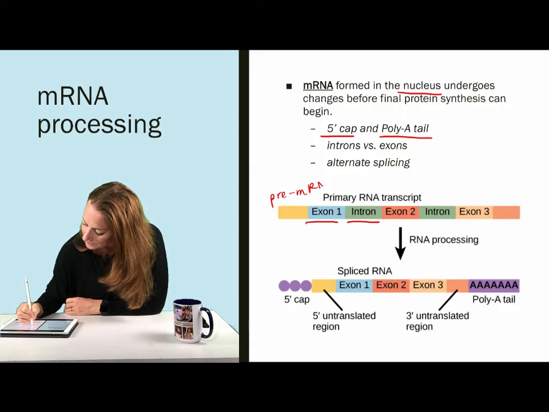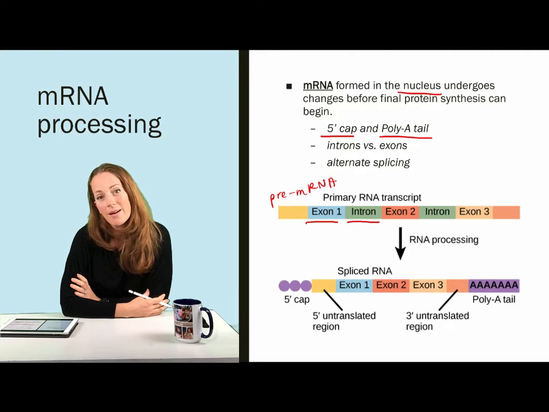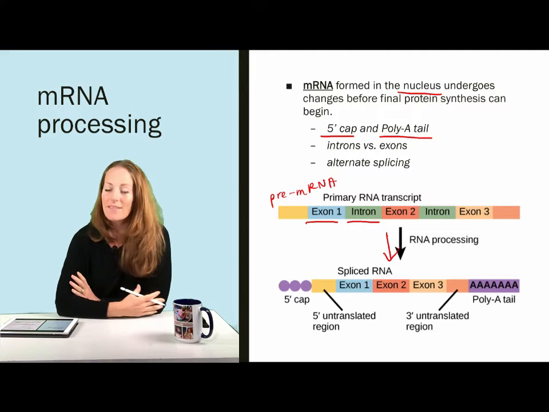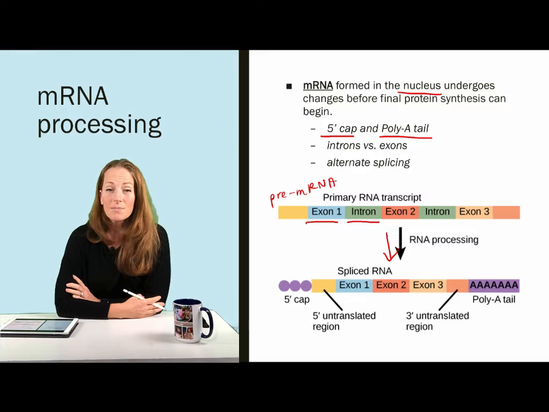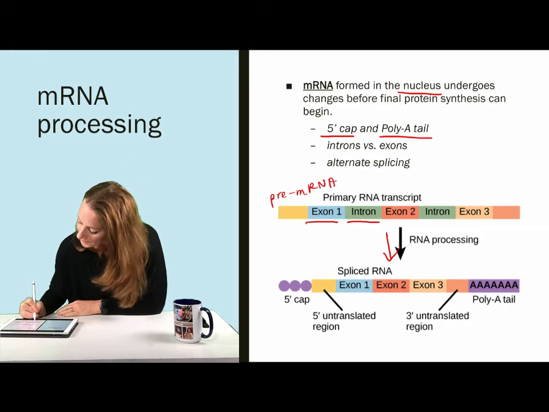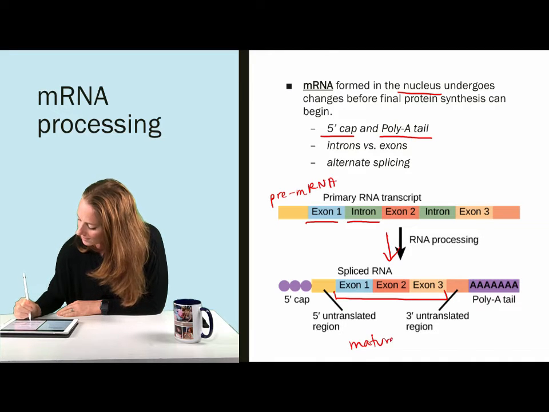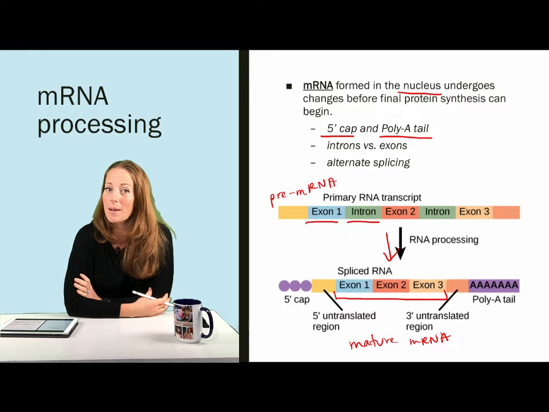pre-mRNA, or in this case, in this diagram, it's called the primary RNA transcript. It goes through processing to add that 5' cap, the poly A tail, and then do the splicing by removing the introns to get the final mature mRNA. Now that mature mRNA is ready for prime time.